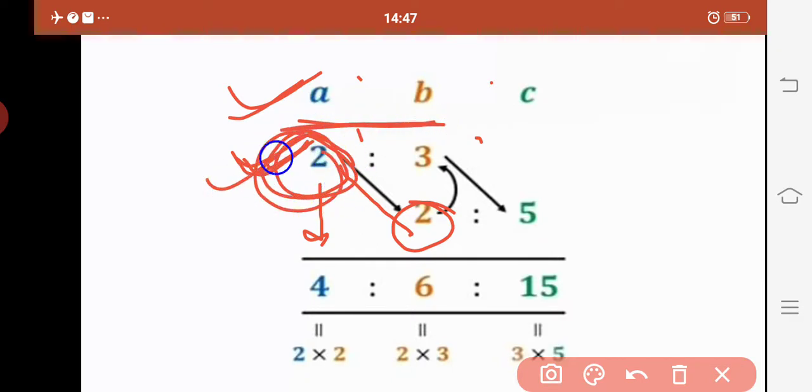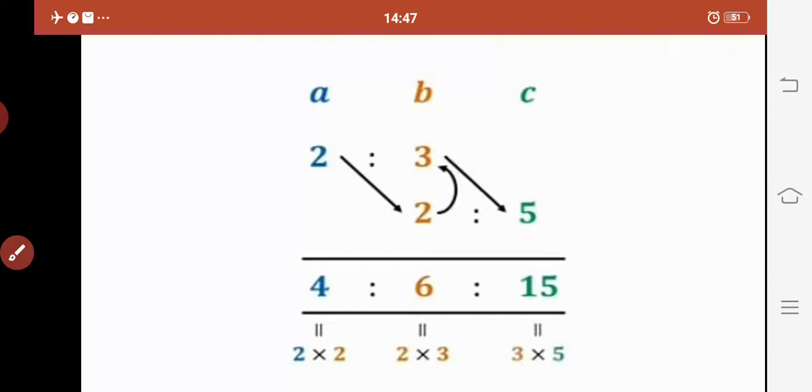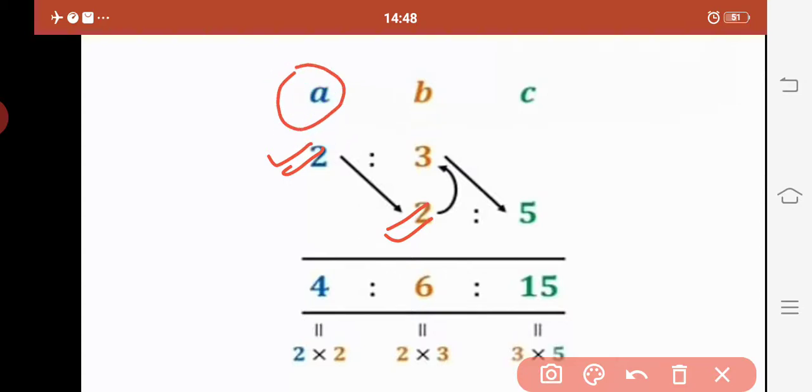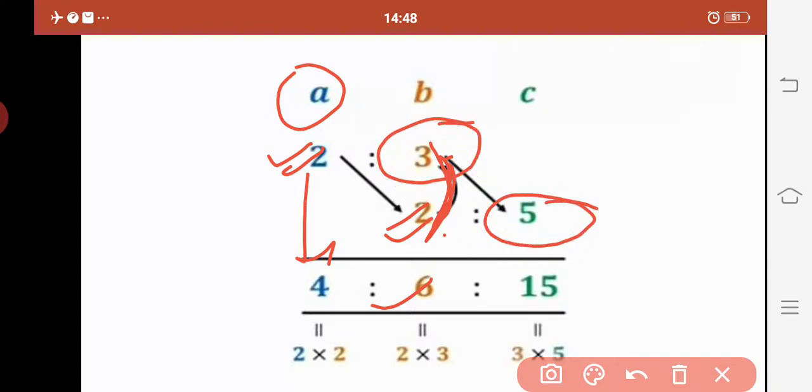This was the first ratio, its antecedent is 2, and we multiply it with the antecedent of the second ratio. Antecedent means the first term. Okay, the first term of the ratio is known as antecedent. So we will multiply the antecedent of the first ratio with the antecedent of the second ratio, and we will get A. 2 2s are 4. Now for B, we will multiply its values. In the first ratio B was 3, in the second ratio B is 2. We will multiply these two, and we will get 6. For C, we will multiply the consequent of the first ratio with the consequent of the second ratio. Is that clear?